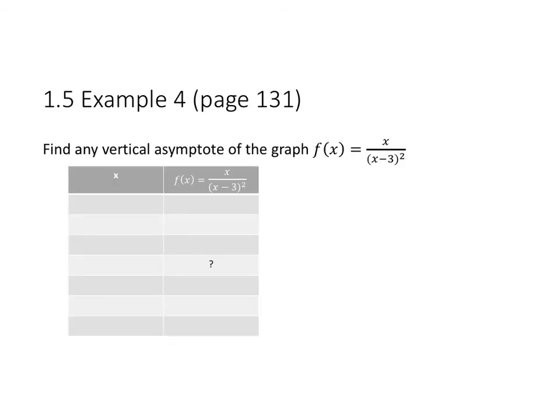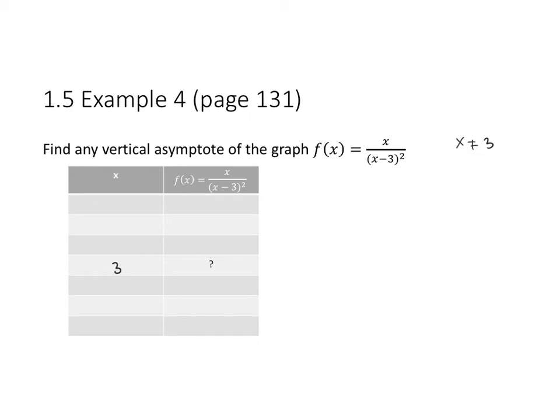And when we think about where a vertical asymptote could be, we're looking at example 4 on page 131. We're looking at the number that is not part of the domain. So when I look at this, I have x over (x minus 3) squared. I know my denominator cannot equal 0, so I know that x cannot be 3. So 3 is going to be the number that might be a suspect for having an asymptote there.